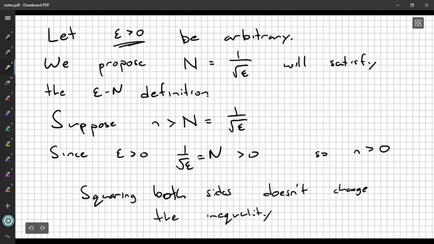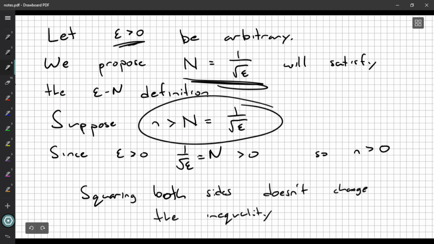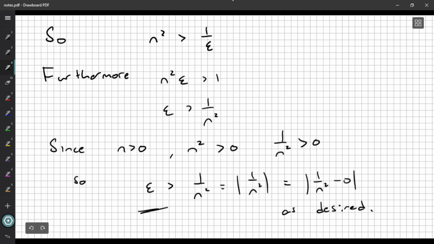We started with any epsilon, we proposed an N, and we made this assumption, and our deductions led us to the desired conclusion. So yes, the limit exists. It is the 0 that we reasoned it was, but now we have a formal epsilon-N proof.